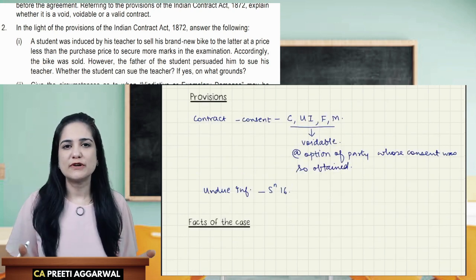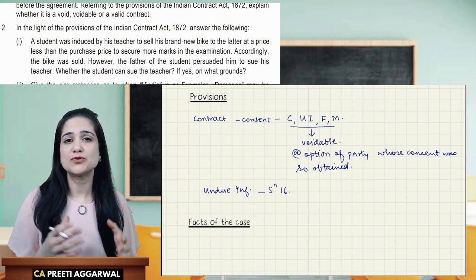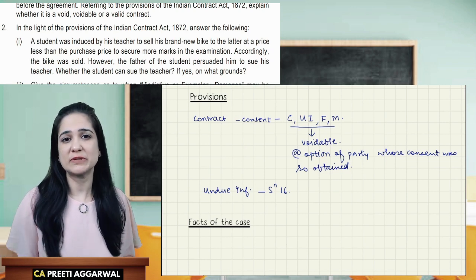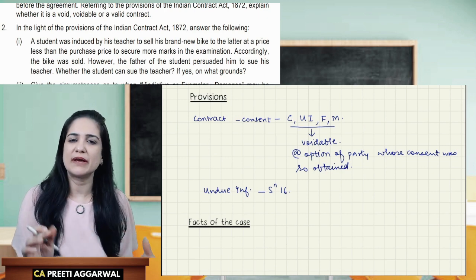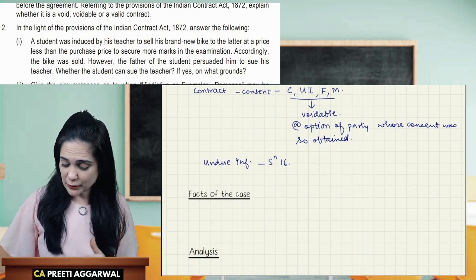So undue influence means there is some kind of moral or mental pressure between persons whose relations are such that one person is in a position to dominate the will of the other person, and he uses that position to obtain unfair advantage. So you can explain undue influence, although in the model answer they have not explained. Then what will you write in the facts?